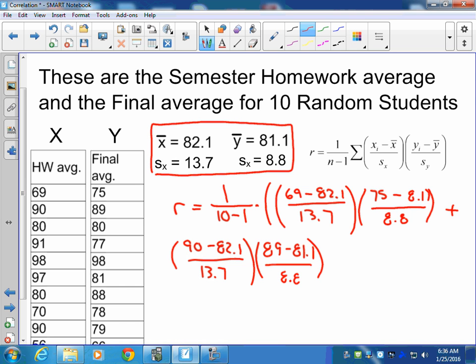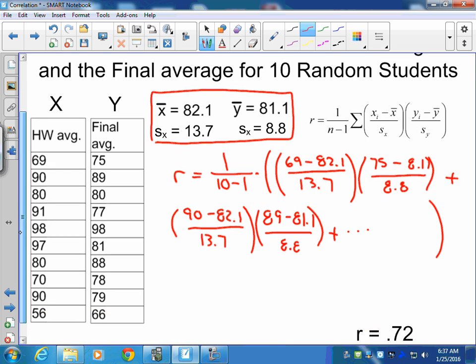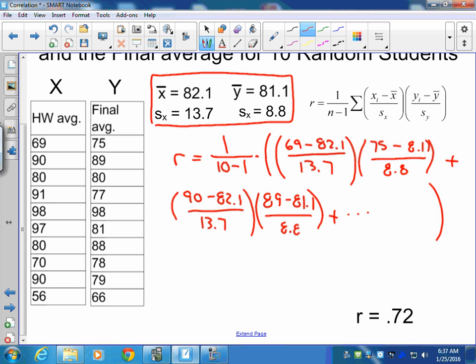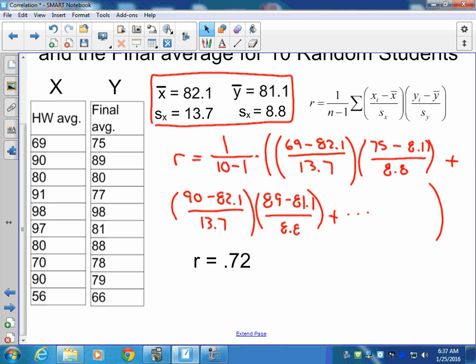Okay, and then once you've gotten down a few, we can dot, dot, dot all the way to the end. And if we work through all of this, we find out that this has a correlation of 0.72, and we want to understand what that means, so we'll talk about this with respect to a scale in just a little bit.